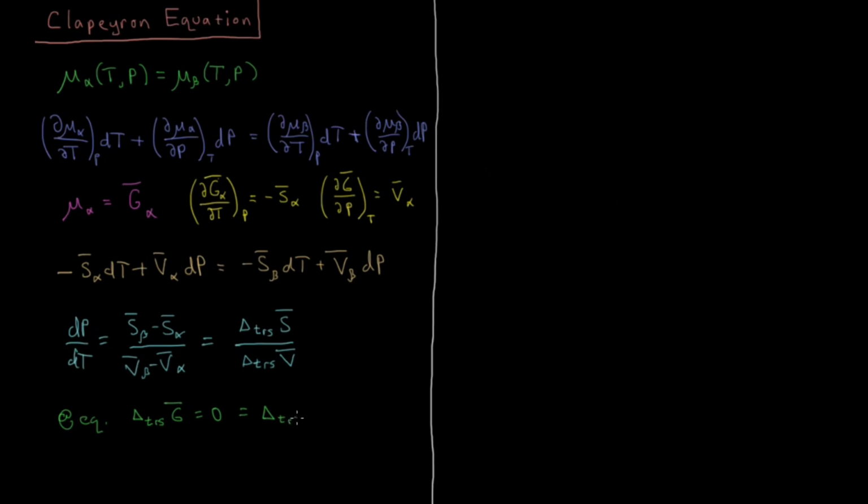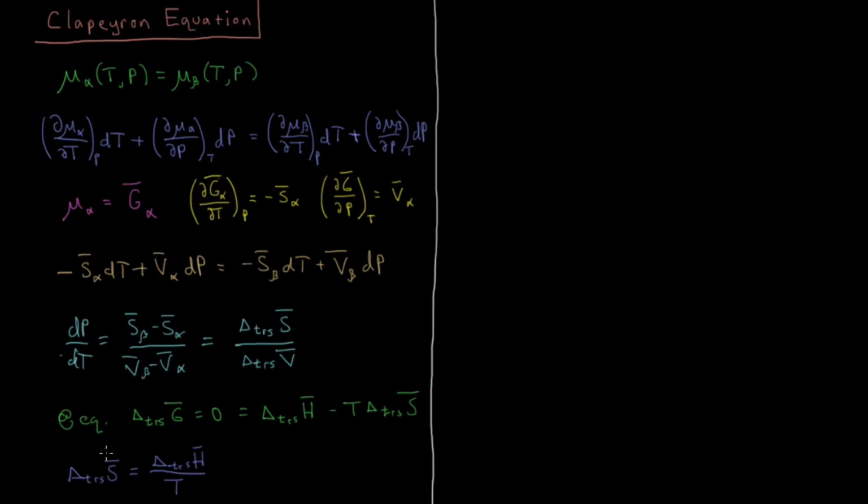That is the transition molar transition enthalpy minus T times molar transition entropy. So delta H is equal to T times delta S. So delta S is equal to delta H over T, because this whole quantity is equal to 0. So what we have is that the transition molar entropy, delta S bar, equals the molar enthalpy of transition divided by the temperature of that transition.